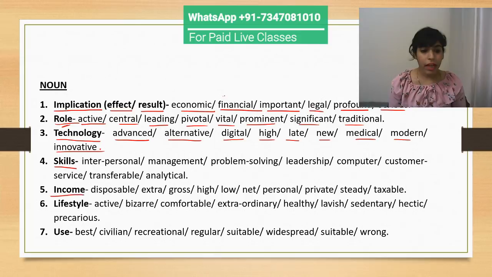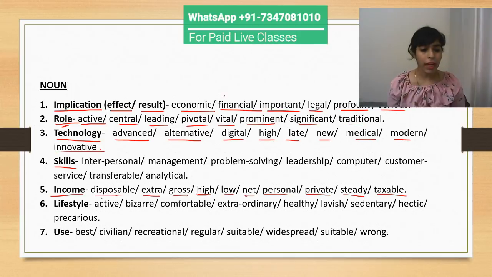And then we have income. So income, as in the first word, disposable income, which can be disposed, extra income, gross income, high income, low income group, net income, personal income, private income, steady income, taxable income. So whenever we want to use income, we can use all these words. I'm sure you'll never lack in lexical resources with this. And moreover, the essay will be more coherent because you know the exact words that are required in a particular essay.